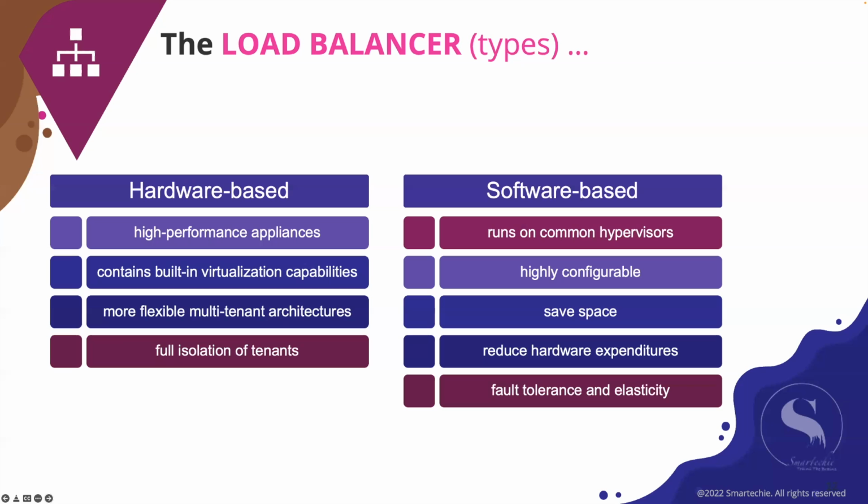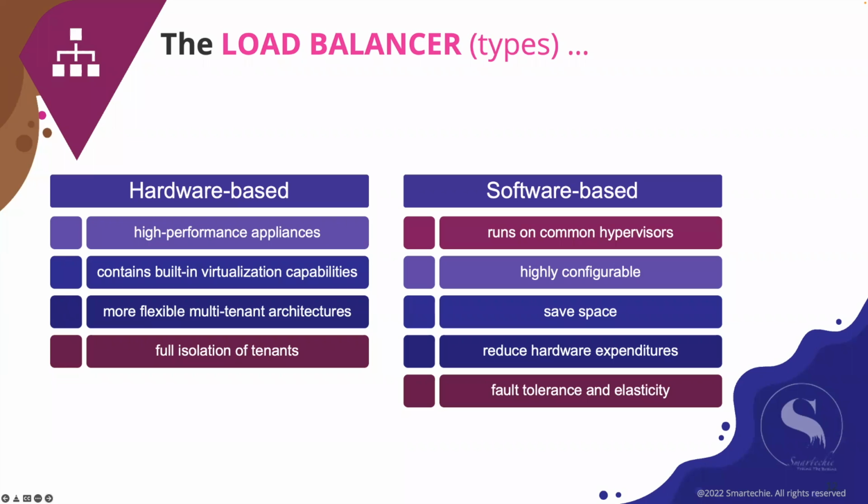There are mainly two types of load balancer. The first type is the hardware-based load balancer. They are typically high-performance appliances capable of securely processing multiple gigabytes of traffic from various types of applications. These appliances may also contain built-in virtualization capabilities, which consolidate numerous virtual load balancer instances on the same hardware, allowing for more flexible multi-tenant architectures and full isolation of tenants, among other benefits.